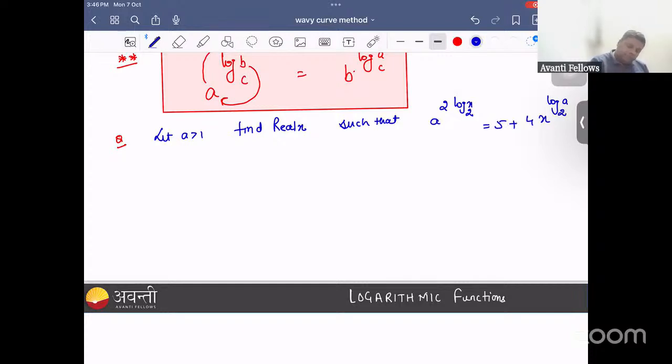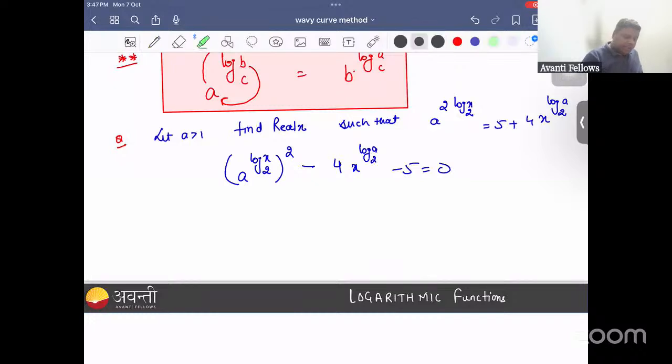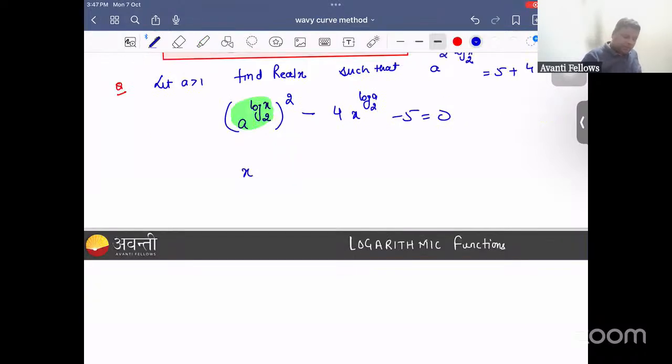See, this first term can be written as a to the power log x base 2 whole square, minus 4 times x to the power log a base 2, minus 5 equals 0. Now in this particular term, a and x can be interchanged just by using the property I told you before. So x to the power log a base 2 whole square, minus 4 times x to the power log a base 2.